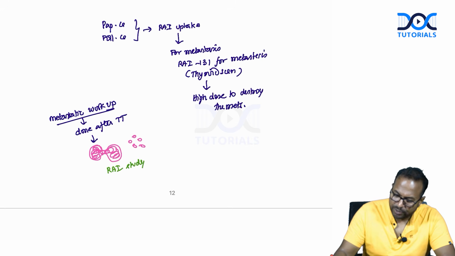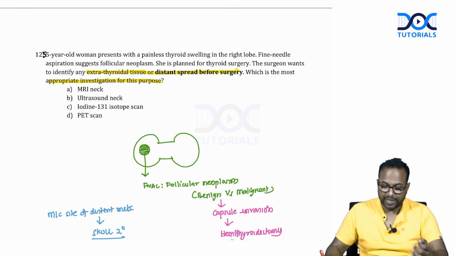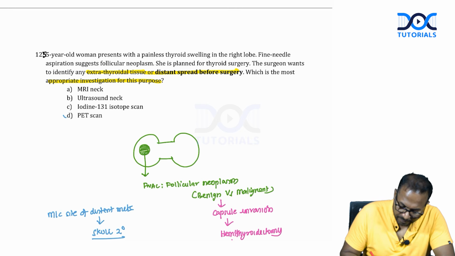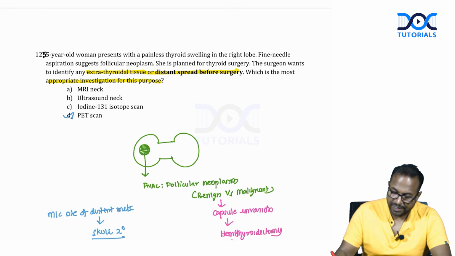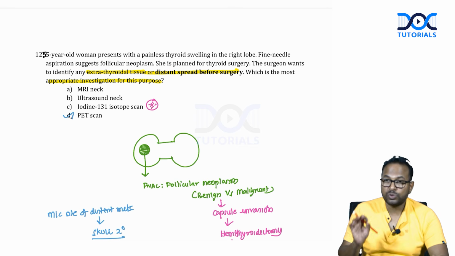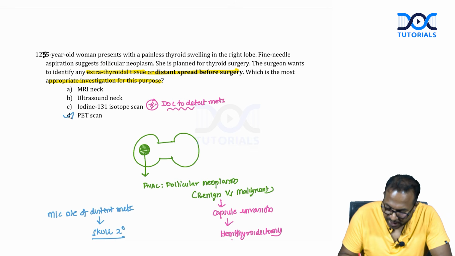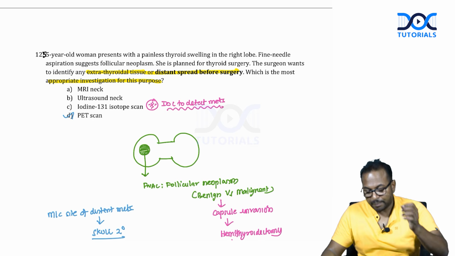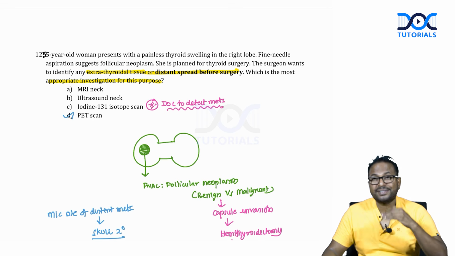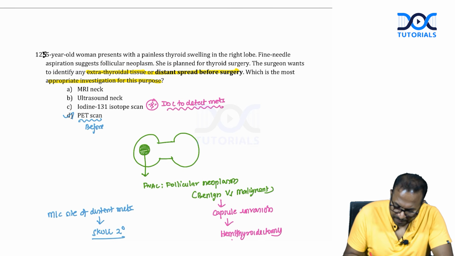Sir, I want to find out the metastasis before surgery. That is the question here. So before surgery, if you want to find out, the answer will be PET scan. Usually we don't use PET scan. Always we evaluate for metastasis only after surgery; the iodine 131 scan is the investigation of choice to detect metastasis in thyroid tumor, a repeat MCQ. But if you want to find out metastasis before surgery, we will go for PET scan.